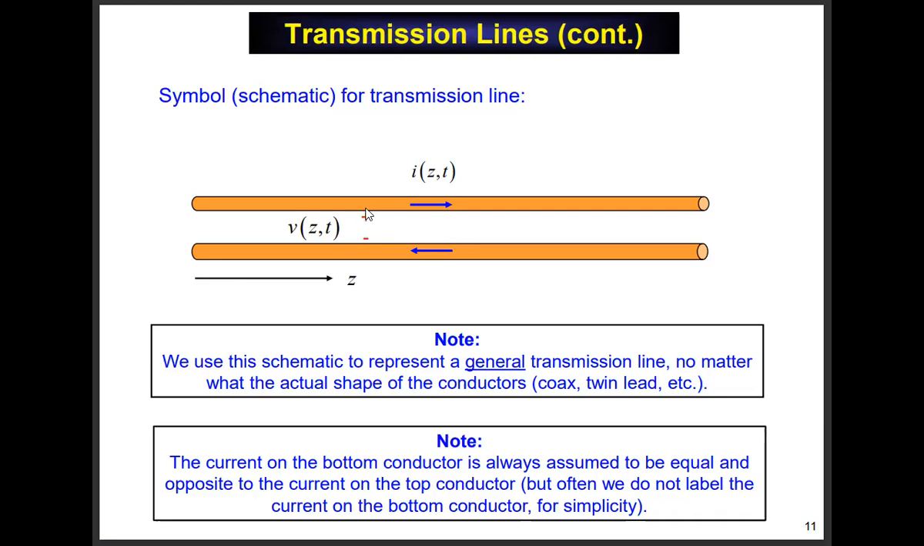Remember the convention. Voltage plus on top, negative on the bottom. This is the z direction. So we say, for example, there's a signal generator over here that launches a wave. The wave is going to be going down the line in the z direction towards the receiver, let's say. And the reference direction for current is as shown here. I don't always draw this bottom one, but remember, it's understood equal and opposite currents.